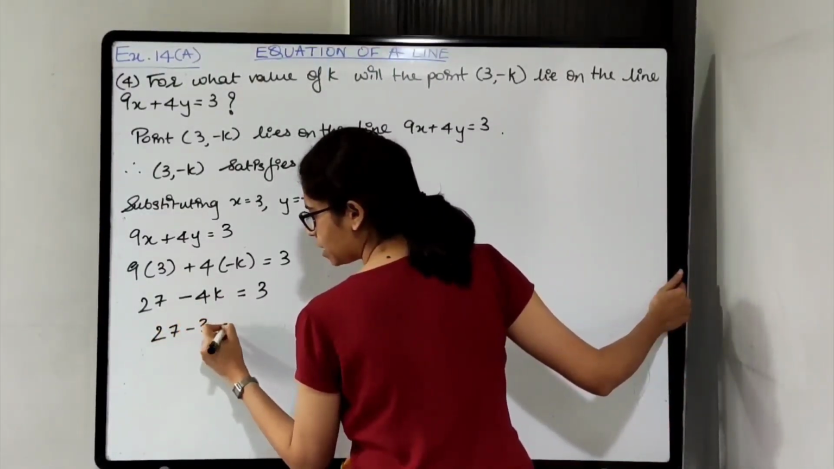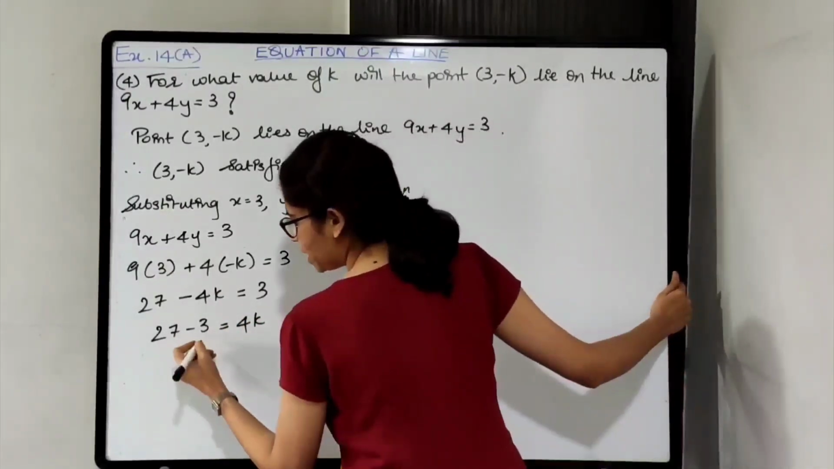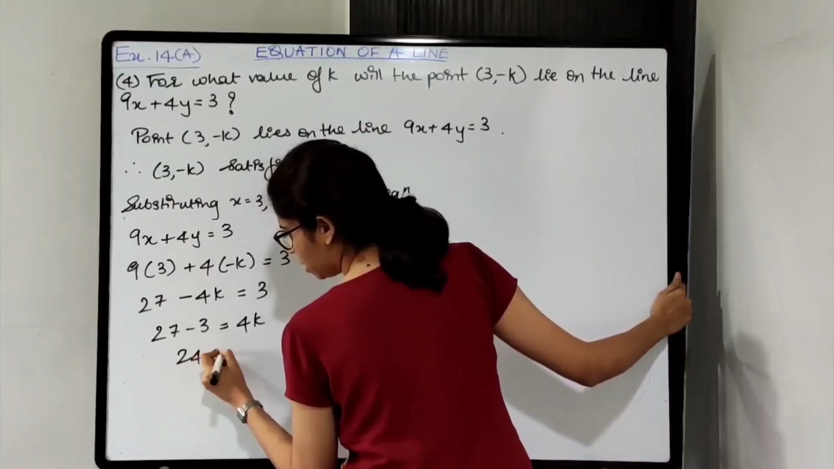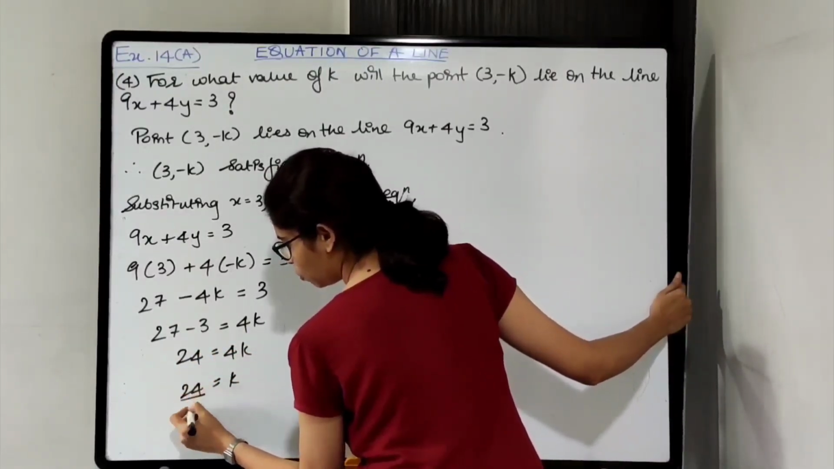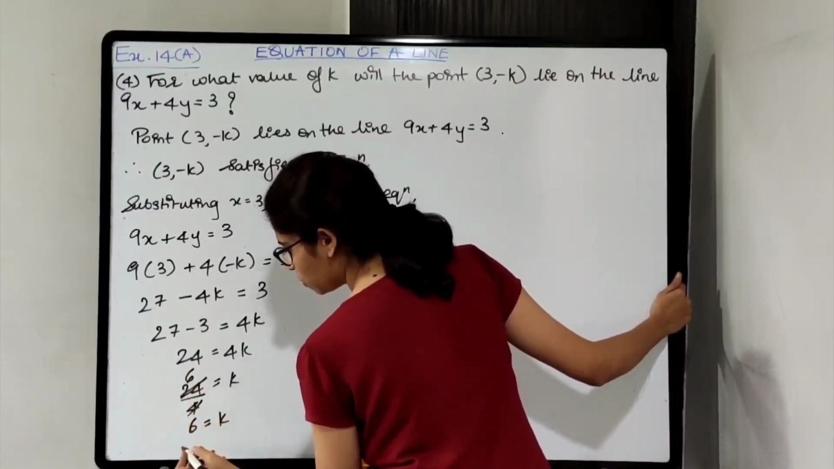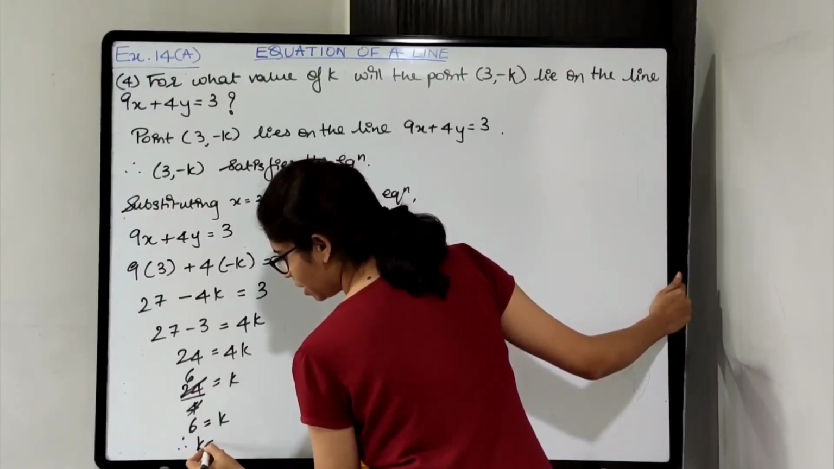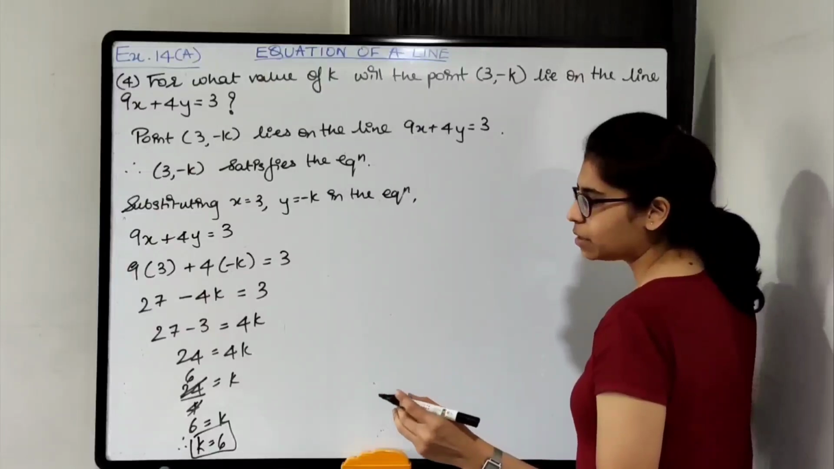So 27 minus 3 equals 4k. Signs will change. 27 minus 3 is 24, equal to 4k. That is k is equal to 24 by 4. 4 6s are 24. So 6 is equal to k. Just switch the sides. k is equal to 6. Box it. Write down the final statement.